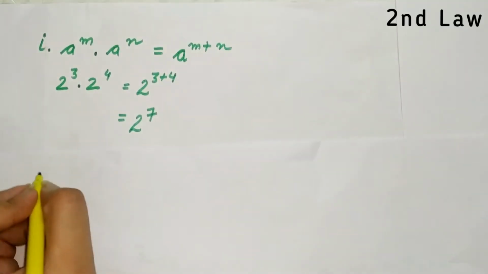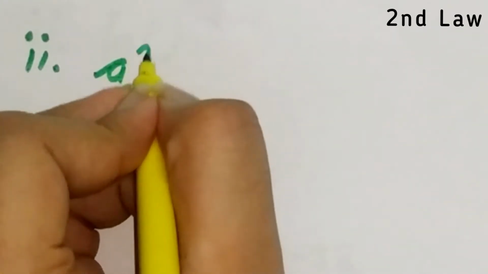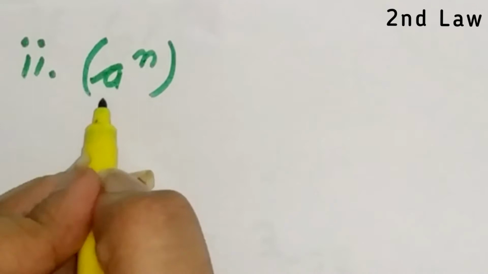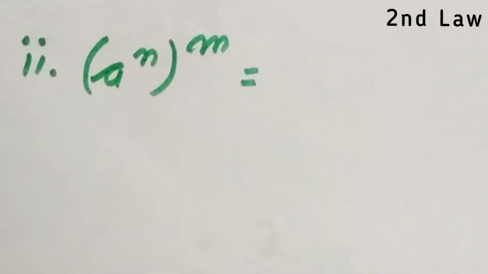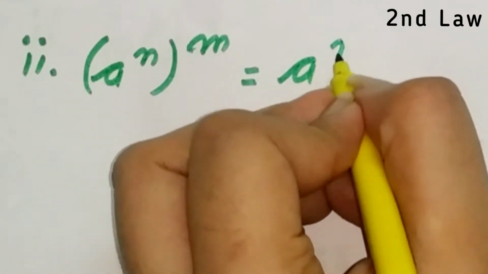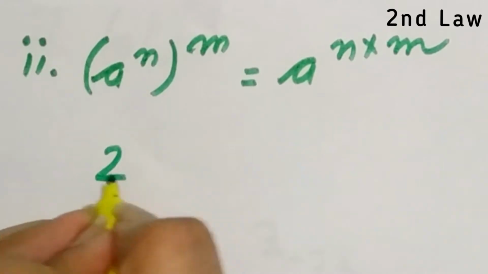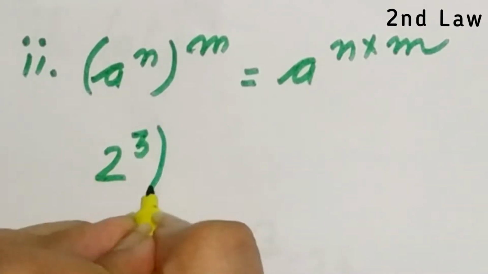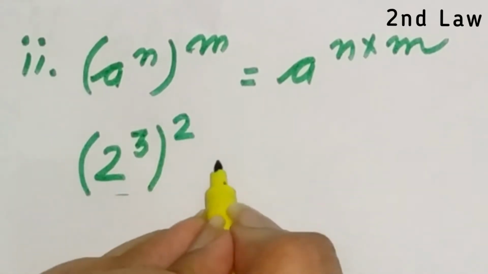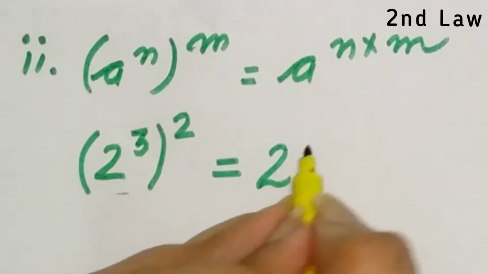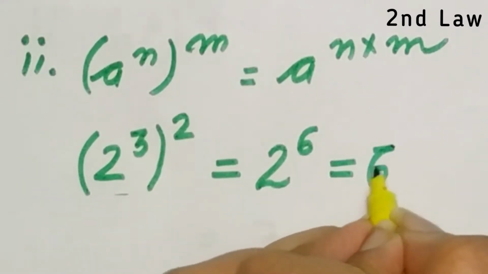Second law of exponent is a raised to the power n, whole term is raised to the power m, which is equal to a raised to the power n multiply m. For example, 2 raised to the power 3, now this whole term is raised to the power 2, which is equivalent to 2 raised to the power 6 or 64.